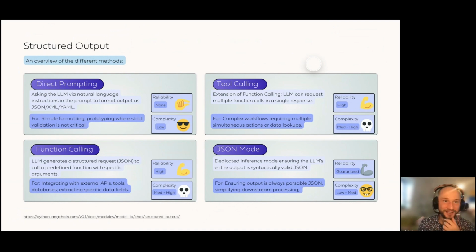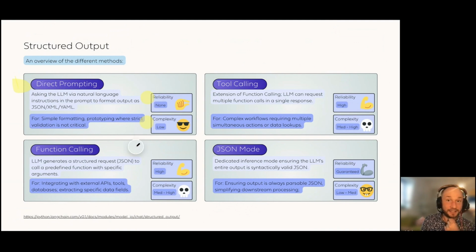The first one, I have just demonstrated that, is the direct prompting. So you basically provide that in the prompt itself. It's very, very easy. Complexity is low. Reliability is basically none because you don't know. You should provide examples with it, but if you don't provide examples, it can be a little bit of a hit and miss.